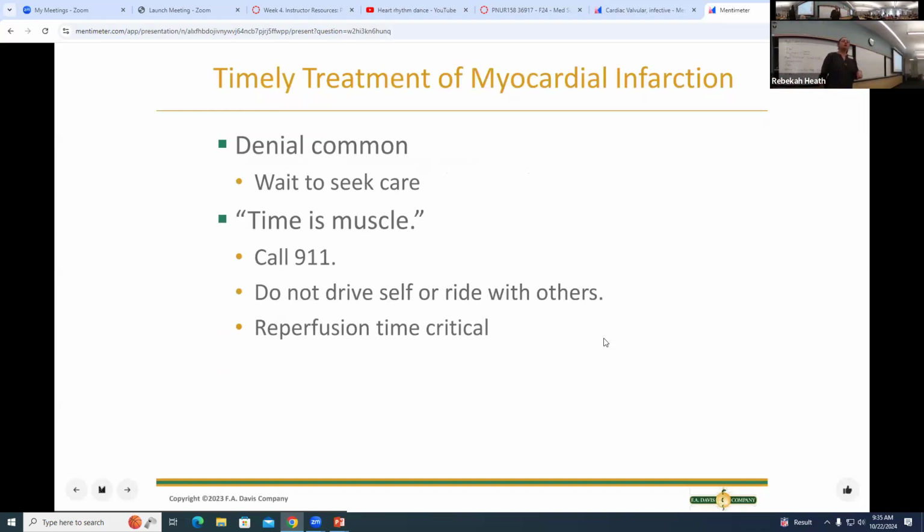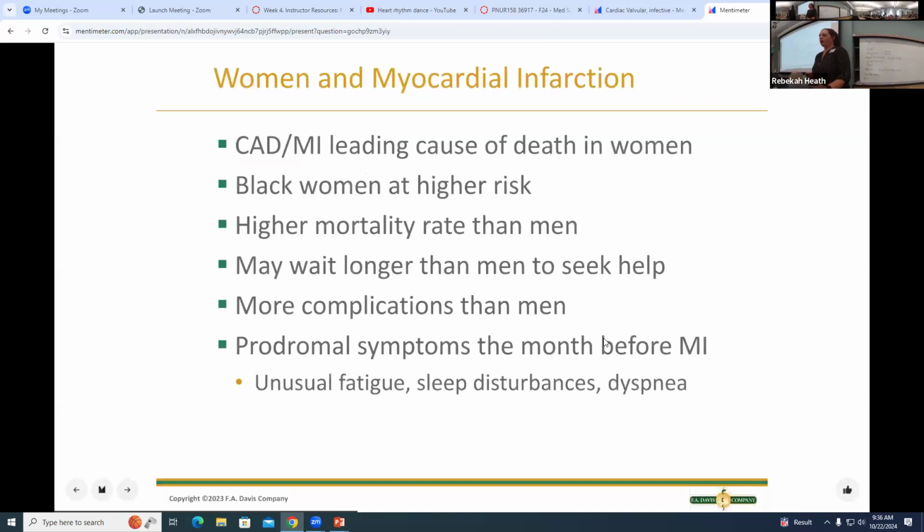When we say reperfusion, we're talking about a cath lab, the special unit where they can go in and open up those cardiac arteries to perfuse the area of the muscle that lost blood flow. We talked about men and women. Coronary artery disease and myocardial infarction is the leading cause of death in women. So it really is key that we do our assessments appropriately, and that we're assessing women for these vague signs.